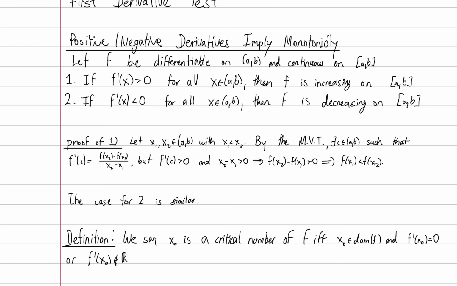So we'll let x1 and x2 be in the interval with x1 less than x2. Remember, if we want to prove the function is increasing, we want to show f of x1 is less than f of x2. Now, by the mean value theorem, which we've already proven, there has to be some point c such that the derivative at c is the average rate of change, f of x2 minus f of x1 over x2 minus x1. But we know the derivative anywhere is positive, and of course, since x1 is less than x2, x2 minus x1 is positive, so the numerator also has to be positive, meaning f of x1 has to be less than f of x2. And the case for negative derivatives is similar, and this only works on an interval.